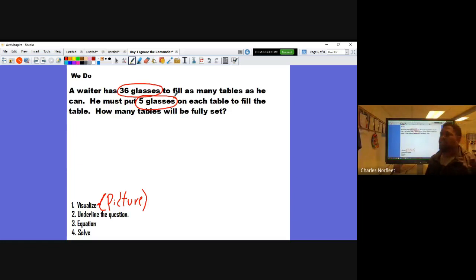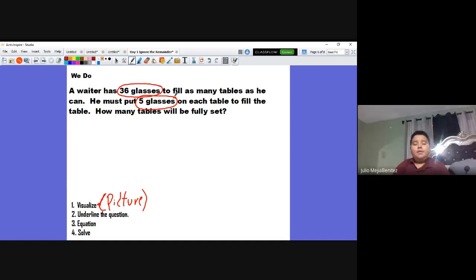So, Julio, we need to draw this picture. So, I need to start with the total number of glasses. How many glasses am I going to draw, Julio? You have to draw 36 glasses.